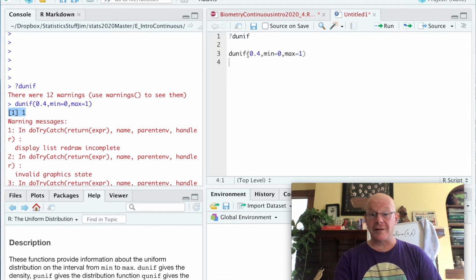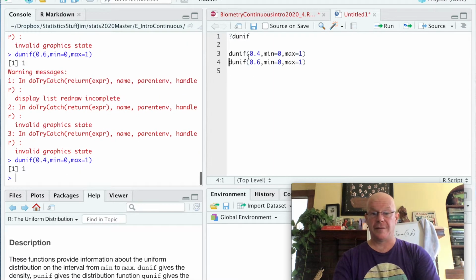Clearly the probability of drawing a 0.4 out of a uniform distribution bounded between 0 and 1 can't be 1, because all the probabilities have to sum to 1. If the probability were actually 1 that you would get a 0.4, that would mean it would be impossible for you to get any other values. So if I were to say, what's the probability density that I would get a 6?